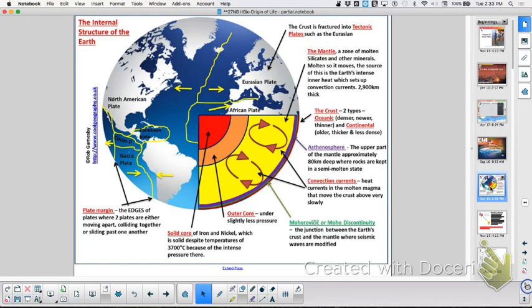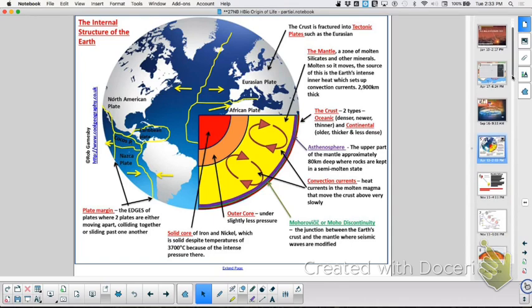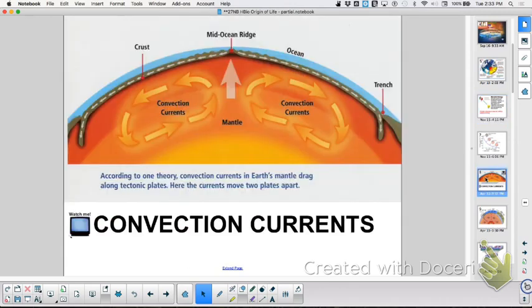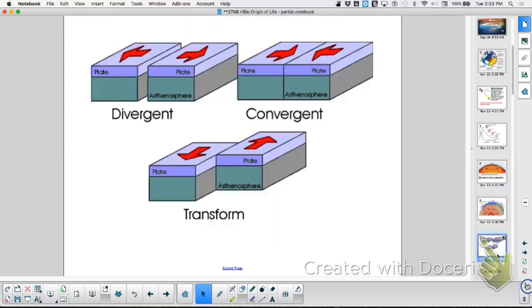You remember. We talked about absolute dating. We talked about how isotopes break down to a more stable form, and that releases energy as well. We talked about those convection currents that are moving the plates above it. We looked at 3 different plate boundaries.